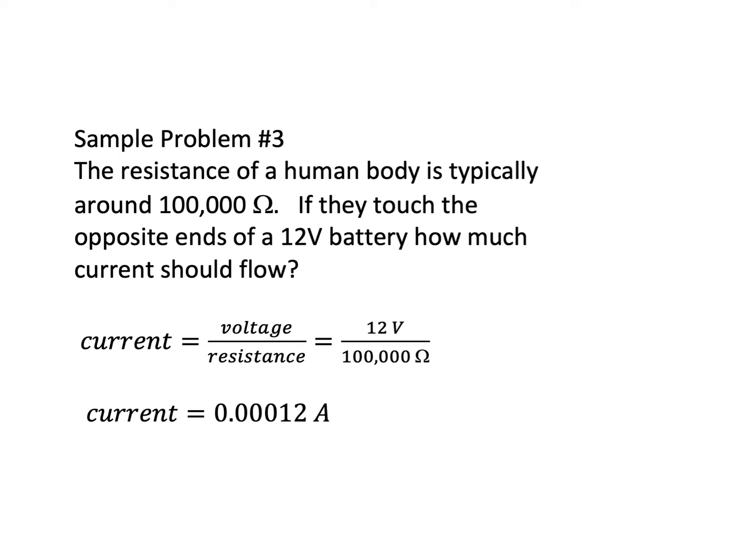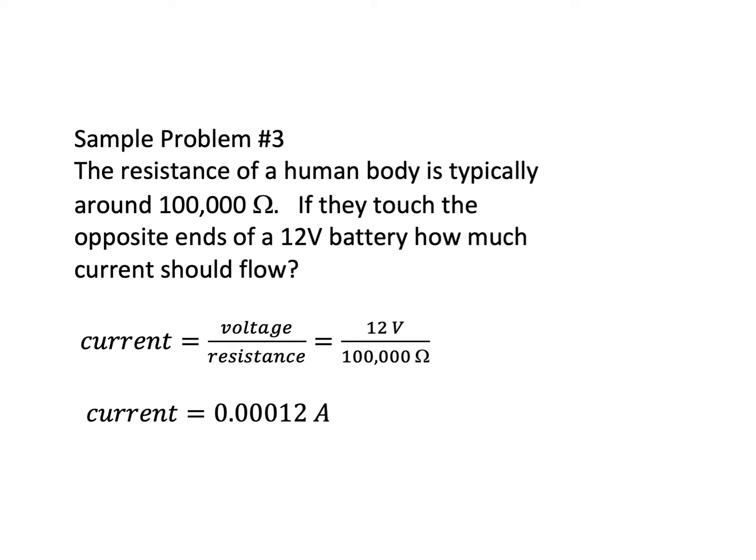The resistance of the human body is typically around 100,000 ohms. If they touch the opposite ends of a 12-volt battery, how much current should flow through that person's body? So if you touch the positive and negative terminals of a car battery, are you going to be electrocuted? Probably not, but let's look and see.